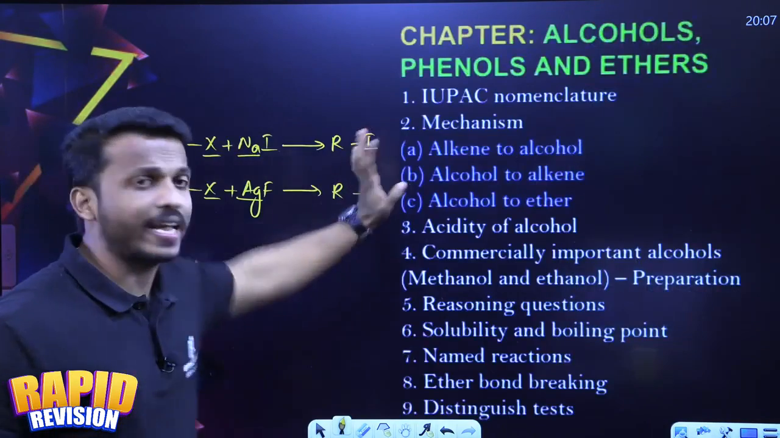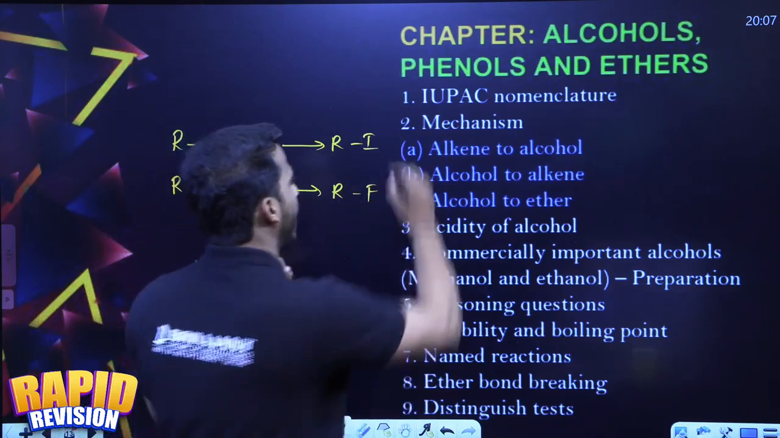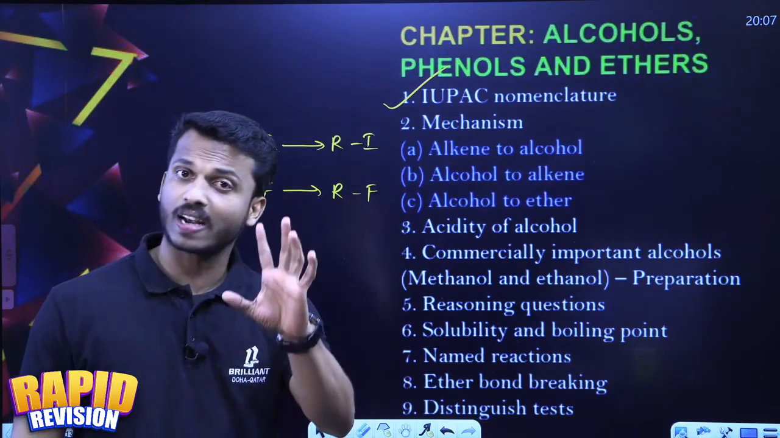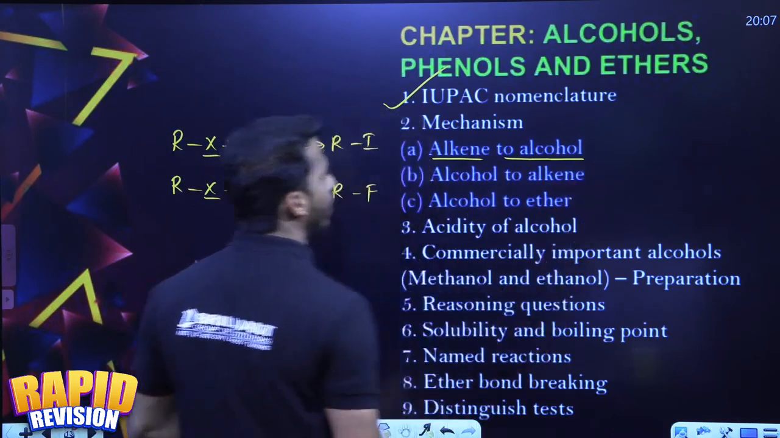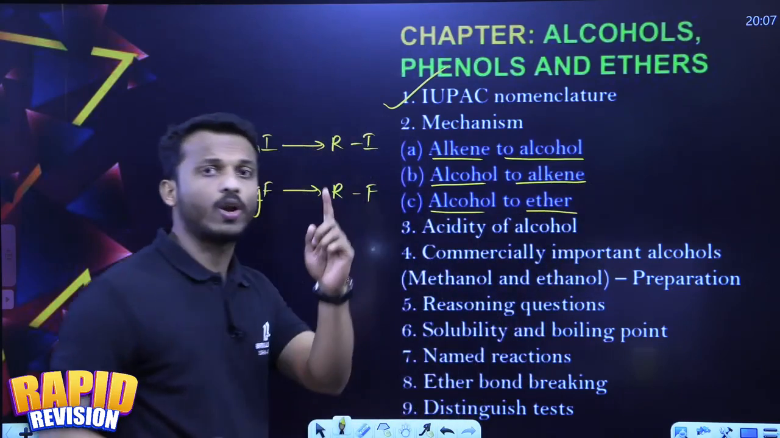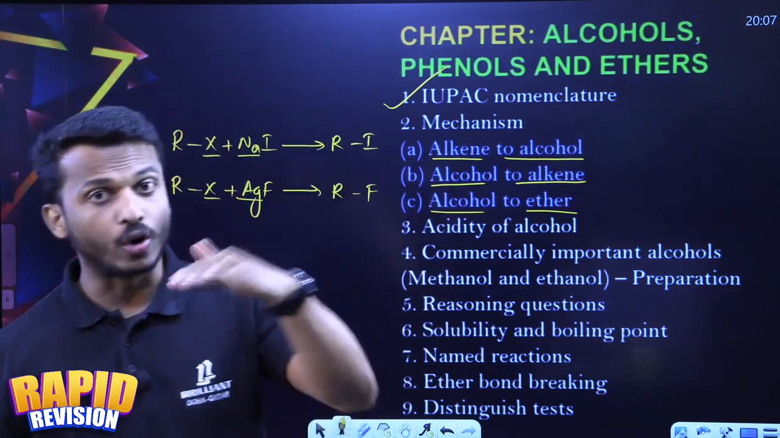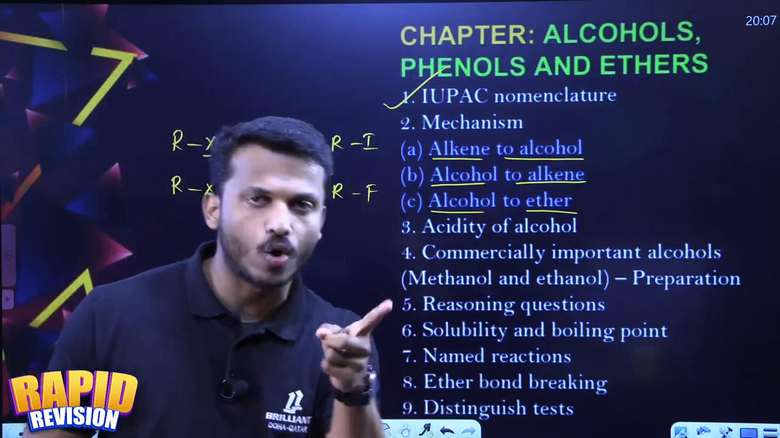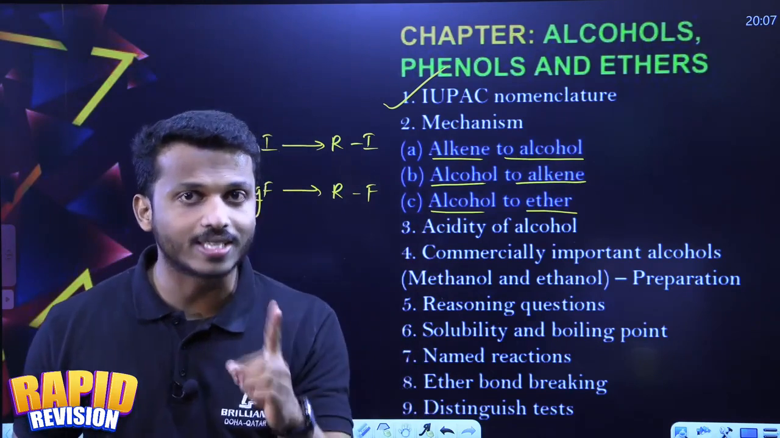So, dear all, come to the second chapter, alcohols, phenols and ethers. IUPAC nomenclature is very important. Please, all of you, study the mechanisms. Even in the classes we discuss, there are mostly three mechanisms: alkene to alcohol, the reverse, alcohol to alkene, and alcohol to ether. Any one of the mechanisms we can expect as a question. Step 1, protonation. Step 2, nucleophilic attack. Step 3, deprotonation. Any one of the mechanisms we can expect.